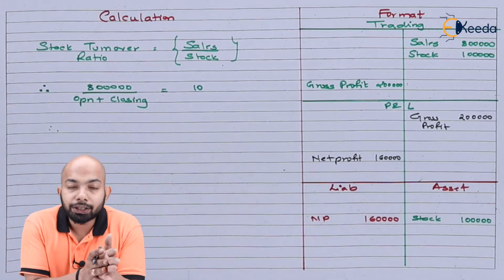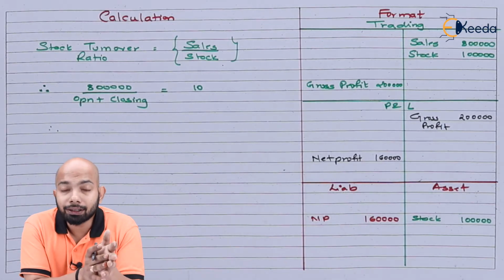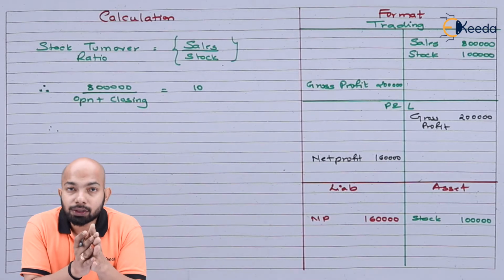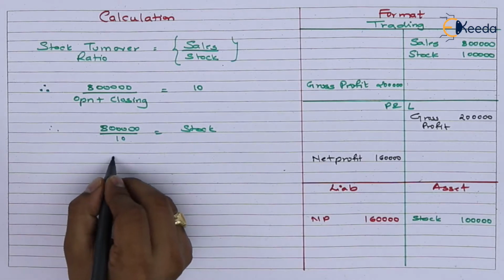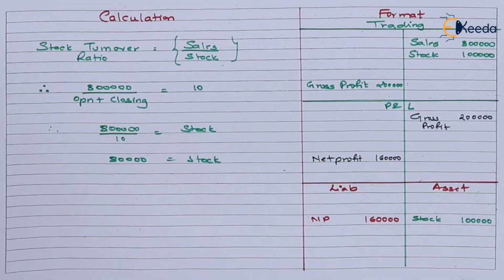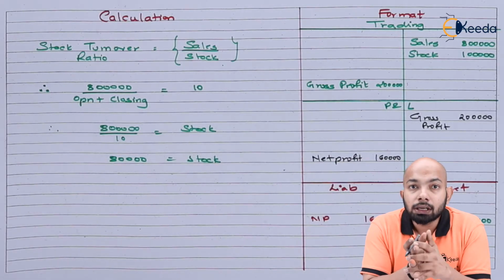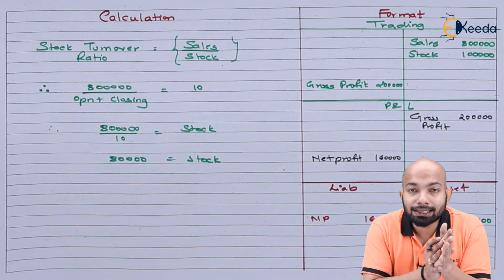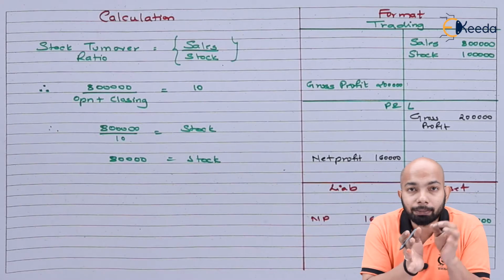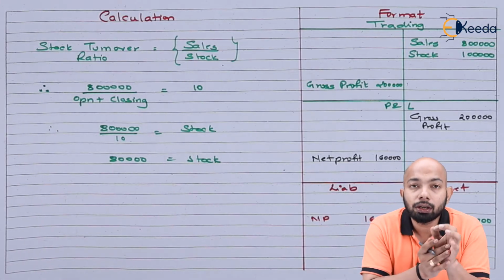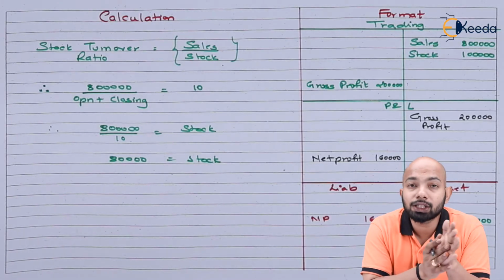So the formula that has been mentioned here is 8 lakhs upon stock is equal to 10. So if you figure out the difference here, that will give you a value of 80,000. So basically, the stock has gone up by 80,000 rupees. So if the closing stock is 1 lakh itself, and if the stock has gone up, that means the purchases have gone up by 80,000. That means the difference between 1 lakh and 80,000 will contribute to the opening stock. That means here the opening stock is 20,000.